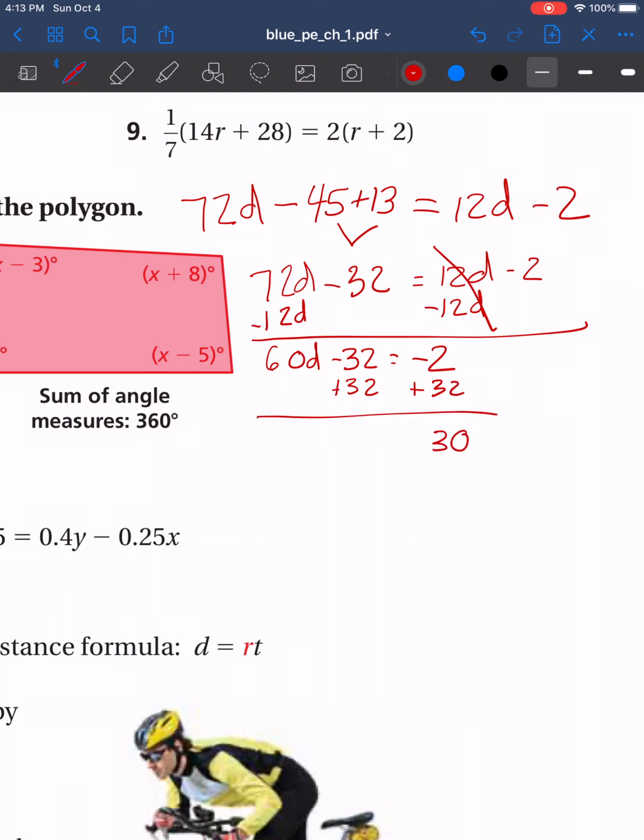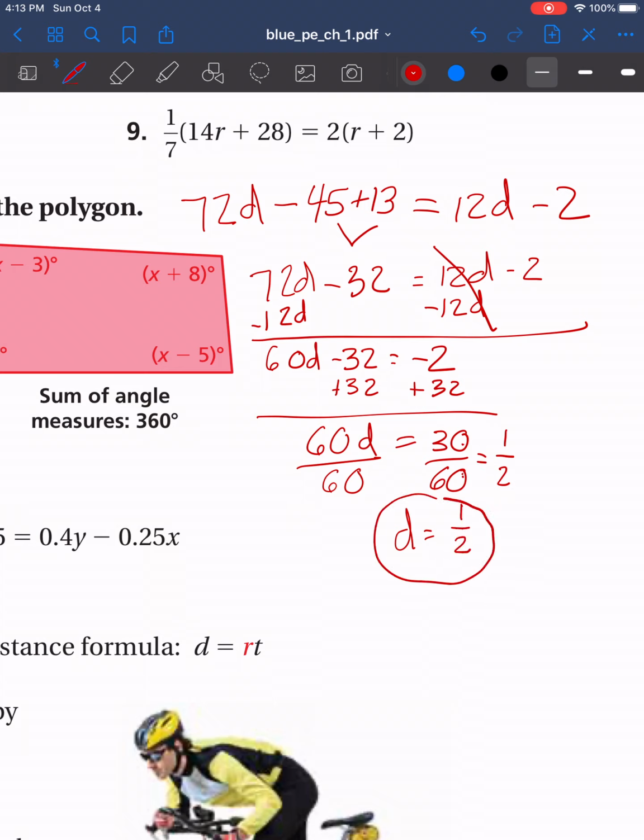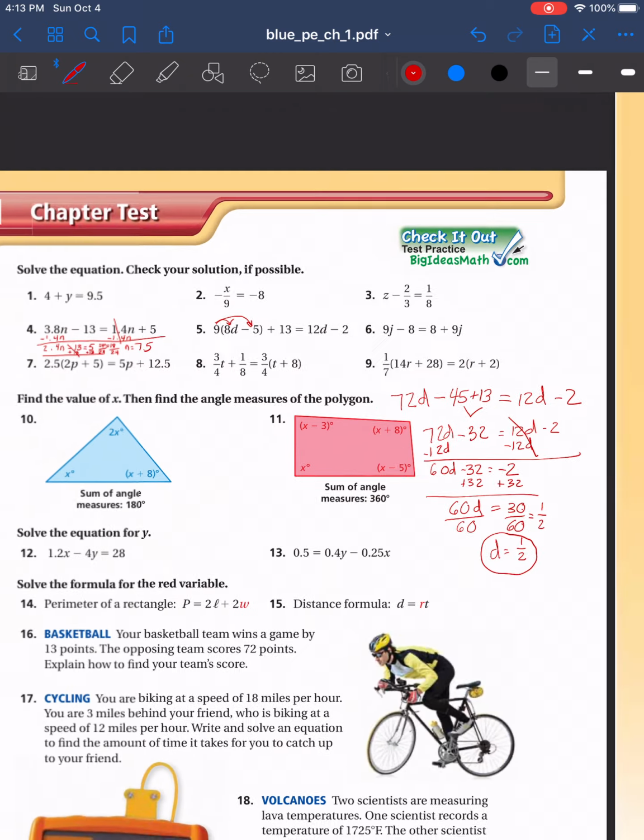which would leave me with 30, because 32 minus 2 is 30. Take the sign of the bigger number. Equals 60D. Alright, this is going good so far. So now I got to divide by 60. Divide by 60. Now, I need to reduce this. 30 over 60. 30 is half of 60. This is the same thing as just a half. So D equals 1/2. There we go. Good job, guys. Hopefully you followed along okay on that one.